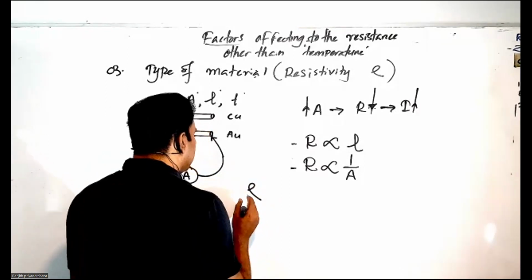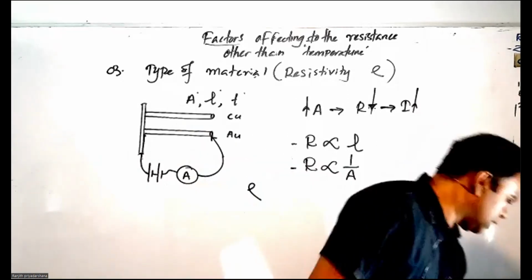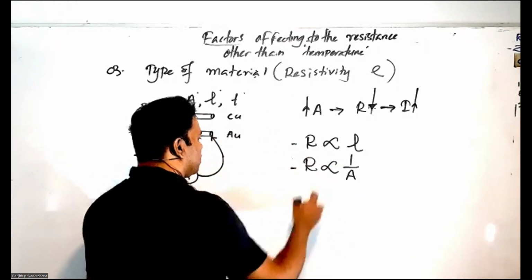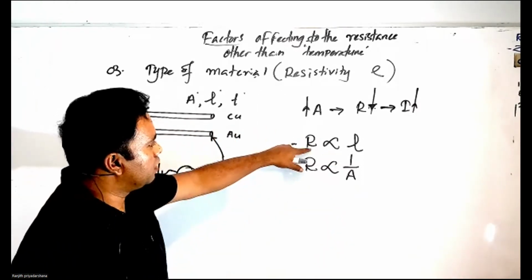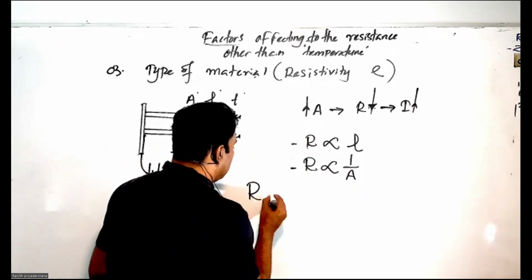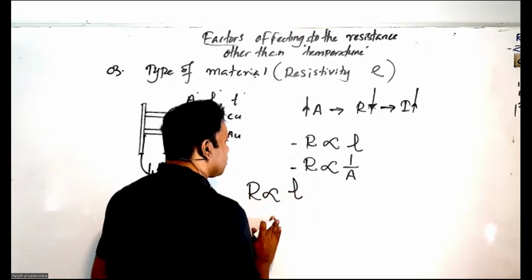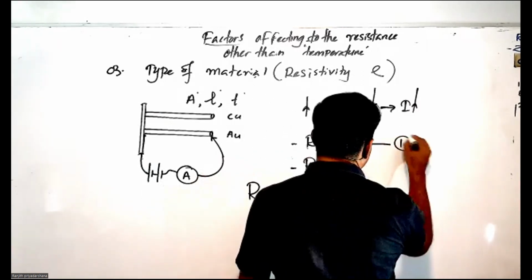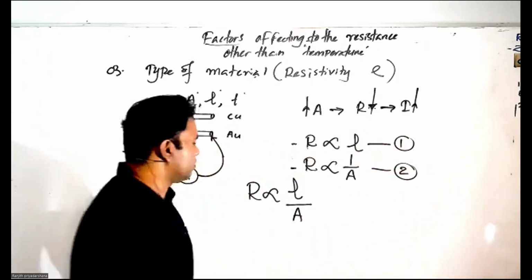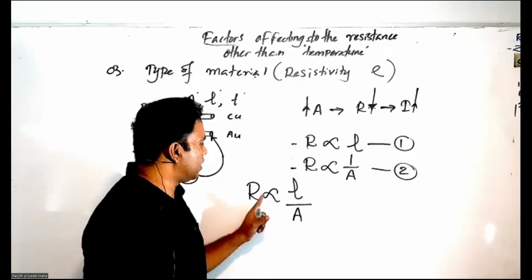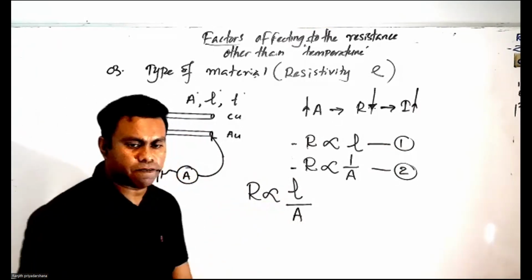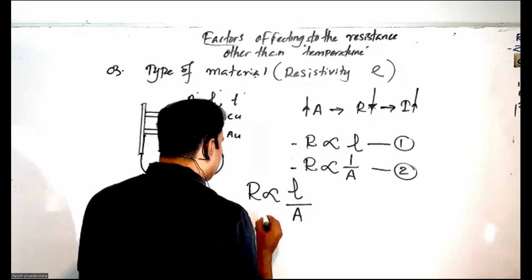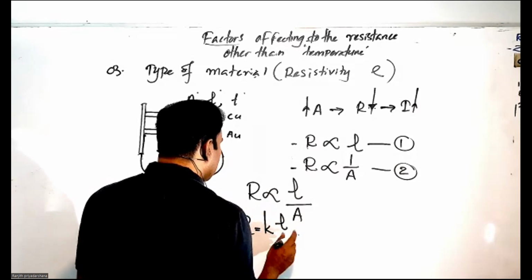Actually we can find this from another equation. Okay, look at this, let's look at the equation. Up to now you know that resistance is directly proportional to L and inversely proportional to A. By combining these two relationships you can make this: resistance is directly proportional to L, inversely proportional to A. But with a constant, resistance equals constant times L upon A.